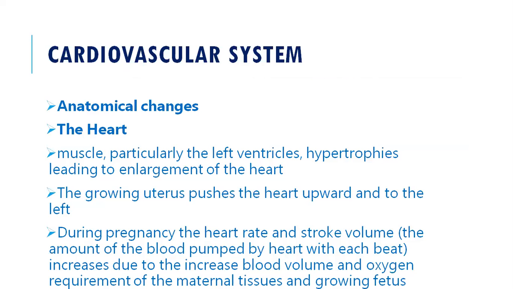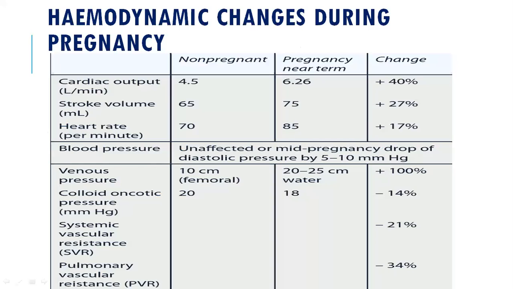Now we go to the cardiovascular system. The anatomical changes: the heart, particularly the left ventricle, hypertrophies, leading to enlargement of the heart. The growing uterus pushes the heart upward and to the left. During pregnancy, the heart rate and stroke volume increase due to increased blood volume and oxygen requirement of the maternal tissues and growing fetus. Compared with non-pregnant, there is a 40% increase in cardiac output, stroke volume by 27%, heart rate by 17%, about 15 beats per minute.